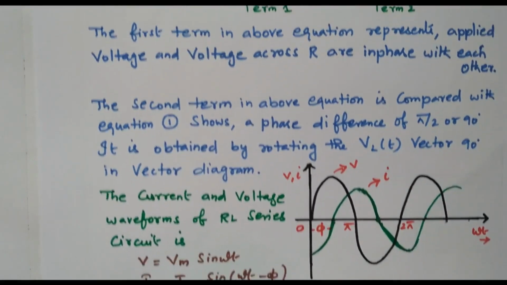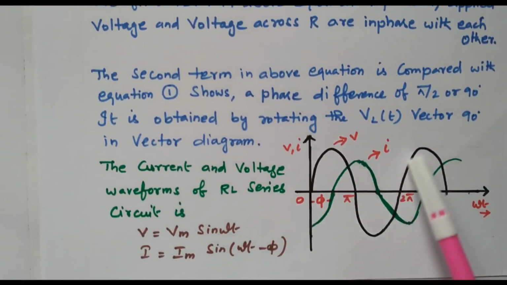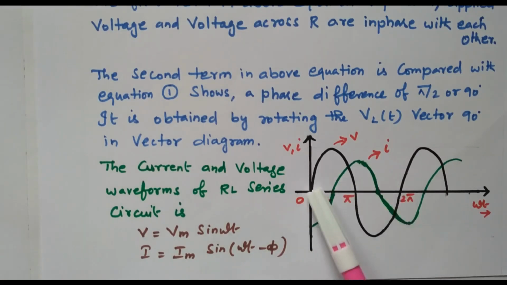Based on that we can draw the waveform. So this is the voltage. It starts at 0 degree. In the inductive circuit, the current is lagging or the voltage is leading. So the current starts after pi.